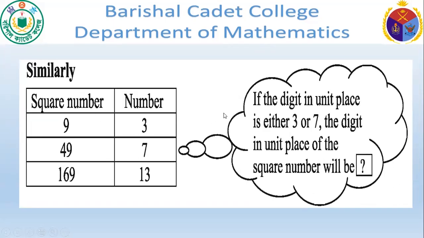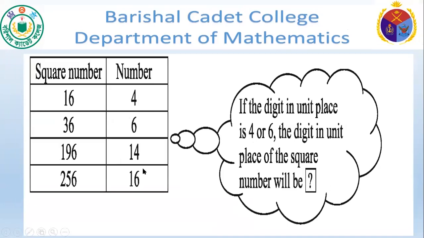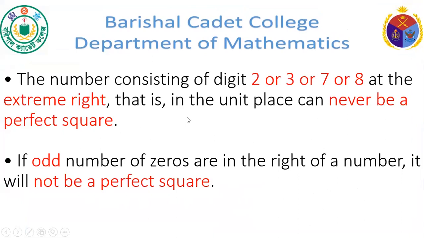Similarly, we see that if the unit place is 3 or 7, then the unit place of the square must be 9. Again, if the unit place is 4 or 6, then the unit place of the square will be 6. So we will observe something.